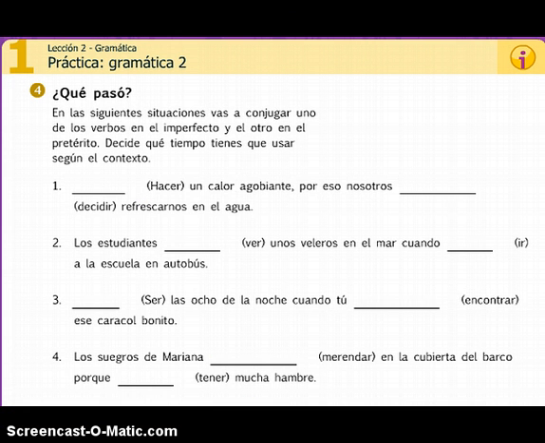La última actividad, vamos a practicar con el pretérito y el imperfecto un poco más. En las siguientes situaciones vas a conjugar uno de los verbos en el imperfecto y el otro en el pretérito. This is an awesome activity because we know in each sentence that there's going to be one imperfect and one preterite, but we have to decide which is going to be in the imperfect and which is going to be in the preterite. So think about what we talked about at the beginning of this video for when you're using the two together, the rules for that. Go ahead and pause the video at this time so you can complete the activity.